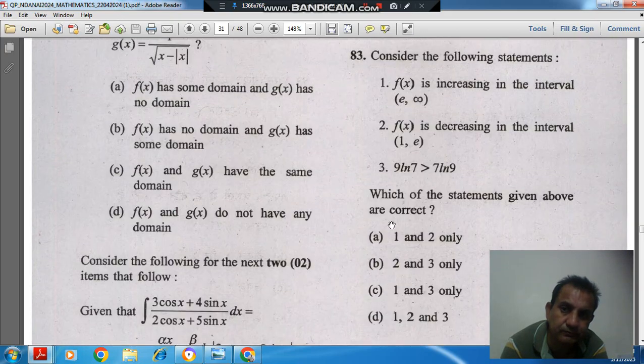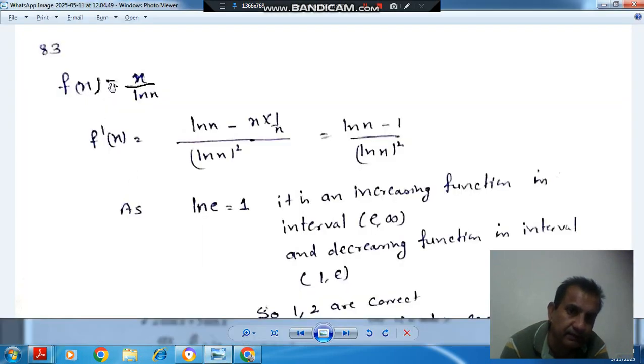So here solving 83 first, f(x) is given as x by ln x. If we differentiate it, then f dash x will be, using the divide rule, ln x times the derivative of x, that is 1, minus x times the derivative of ln x, which is 1 by x. So it will be ln x minus 1 divided by ln x whole square. If this quantity is positive, then the function is increasing. If this quantity is negative, then the function is decreasing.